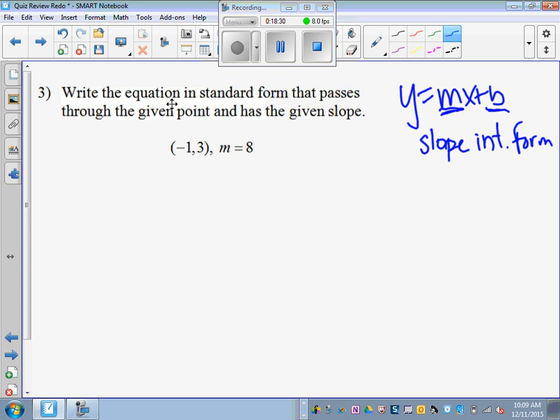So we should be writing this down. Y equals mx plus b. Okay. In our equation y equals mx plus b, we have m, we have x, and we have y. So let's put those in. 3 equals, my m is 8, my x is -1, plus b.